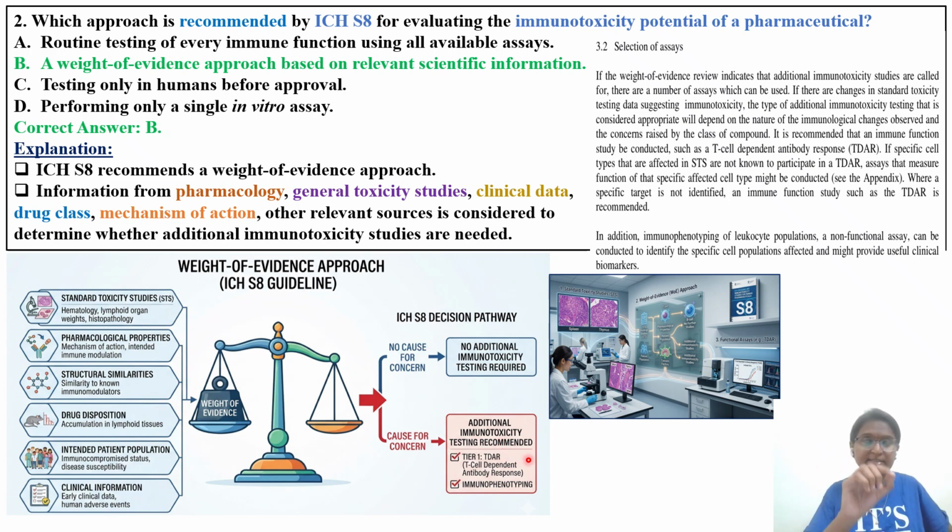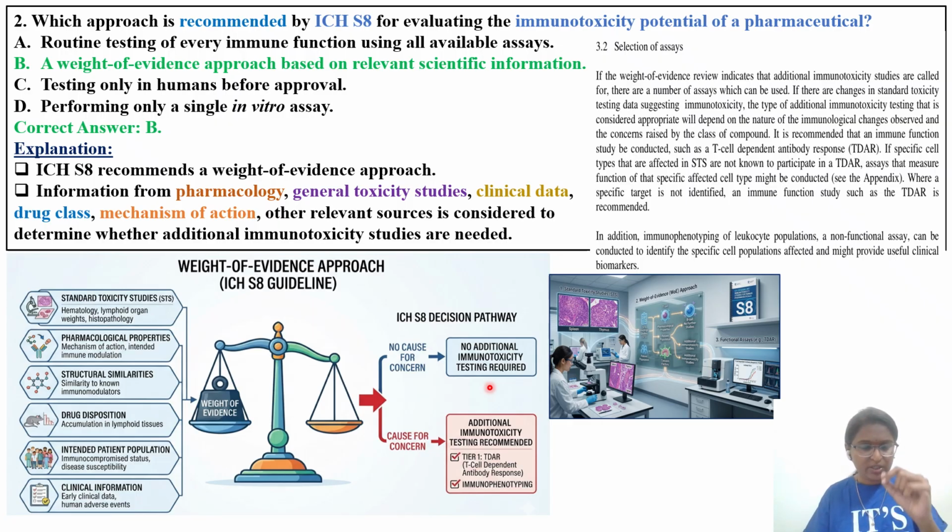And what the ICH S8 guideline recommends is two assays. One is tier 1, that is TDAR, T cell dependent antibody response, and the second one is immunophenotyping. These two things we'll discuss in the next videos also. Okay, what are those assays? What is the TDAR assay, and what is immunophenotyping? And if from this weight of evidence you found that it is not going to trigger any potential concern, then no additional immunotoxicity studies are required. Okay, this is the recommendation given by the ICH S8 guideline.